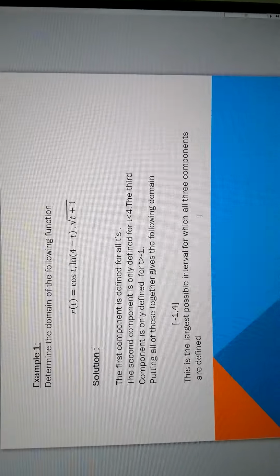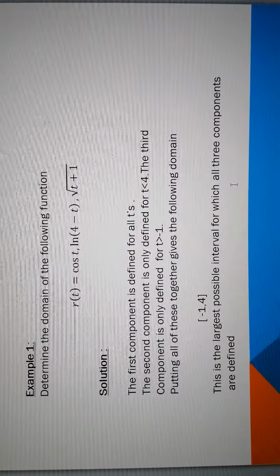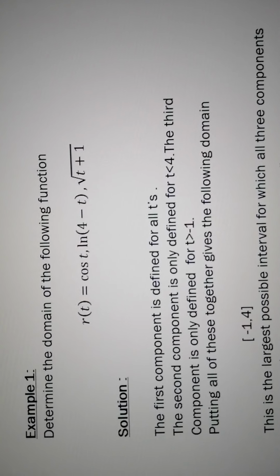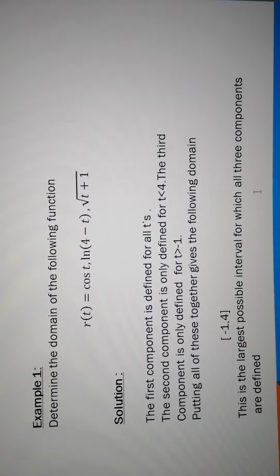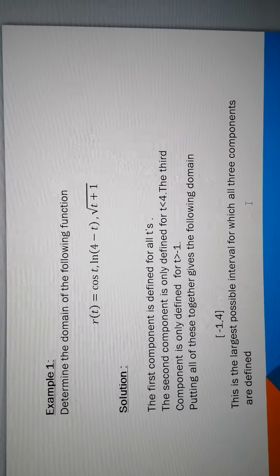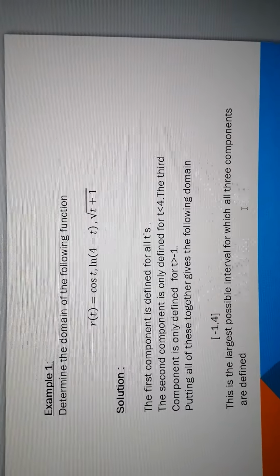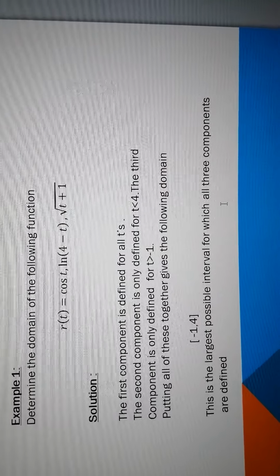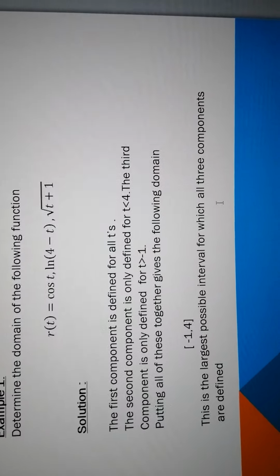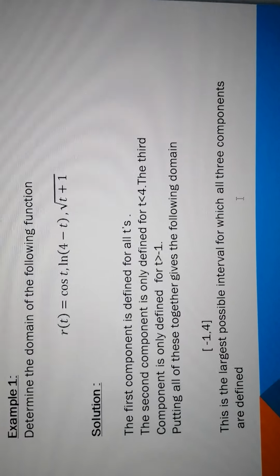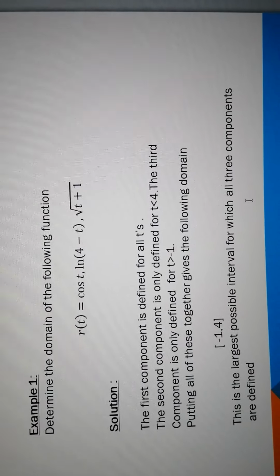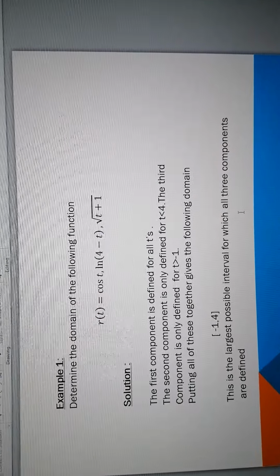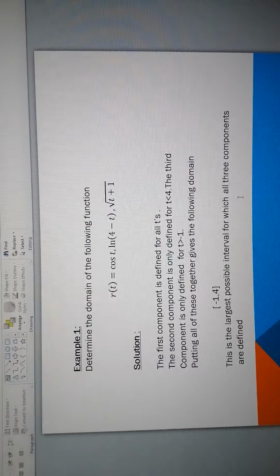Let us look at this example one. Determine the domain of the following function, r(t) = cos t i + ln(4 - t) j + √(t + 1) k. What will be the right solution? The first component is defined for all t. The second component is only defined for t less than 4. The third component is only defined for t more than -1. Putting all this together gives the following domain, which is (-1, 4). This is the largest possible interval for which all three components are defined.